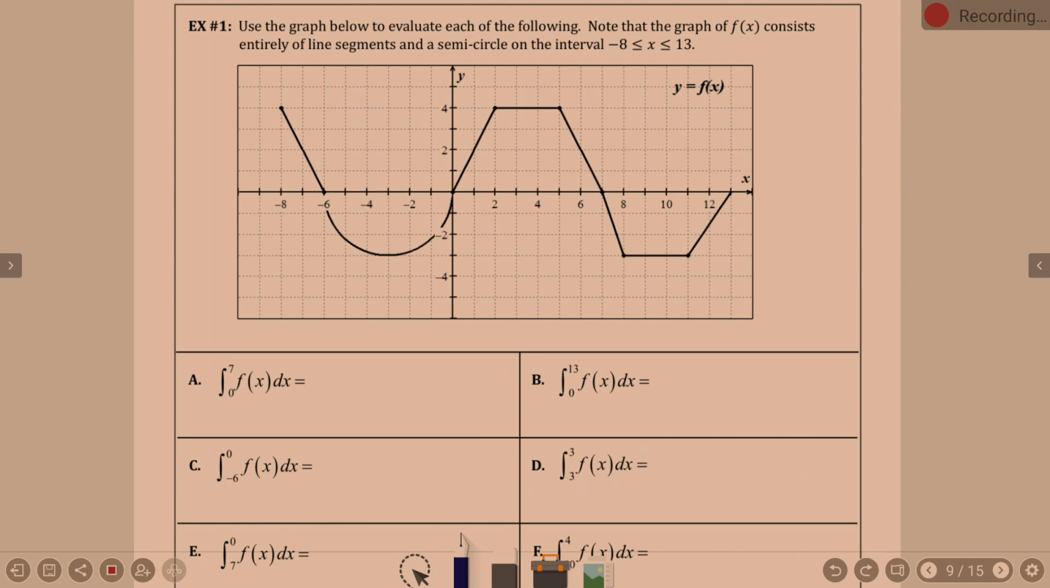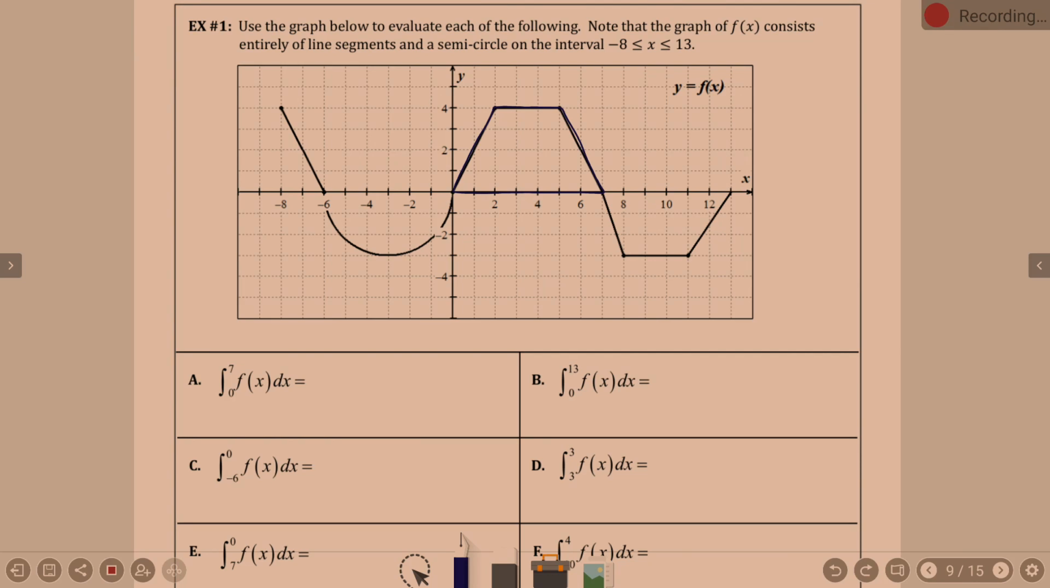Okay? So, using this graph, we're going to note that the graph of f of x consists entirely of line segments and a semicircle, and it's on the interval from -8 to 13. So, A, the integral from 0 to 7 of f of x dx. 20. What? I count squares. That's probably not right, but I'm gonna try it. Okay, so from 0 to 7 it is a big old trapezoid. I know I count the right squares, but I'm saying it's the actual area 20 when you add it up.